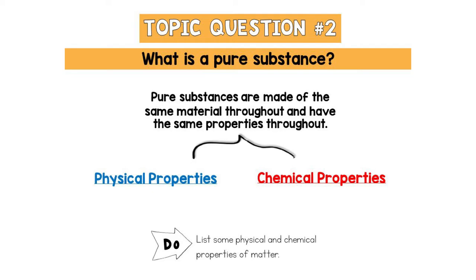let's look at question 2. What is a pure substance? Well, pure substances are made of the same material throughout and have the same properties throughout.